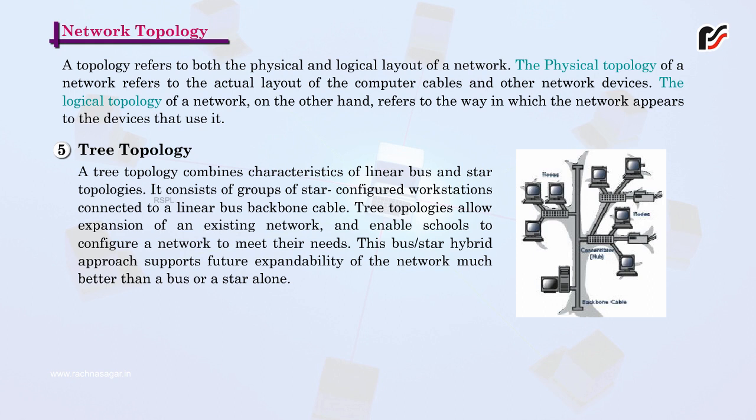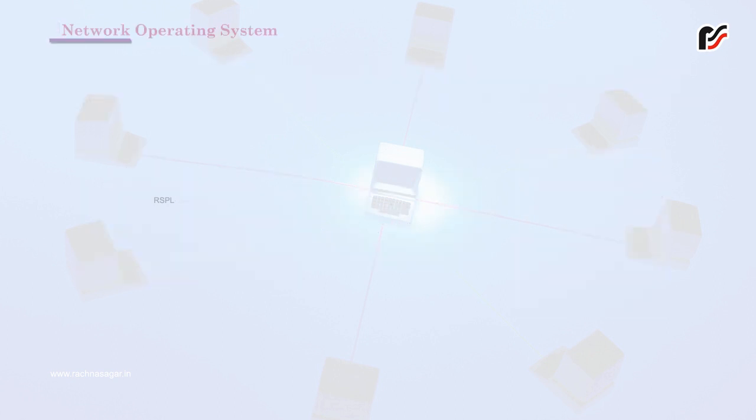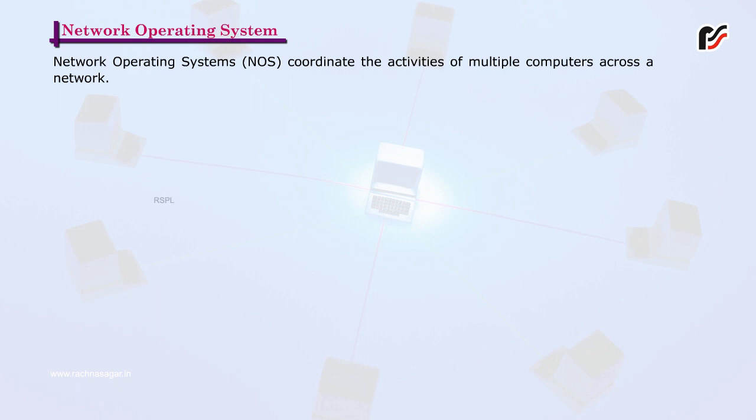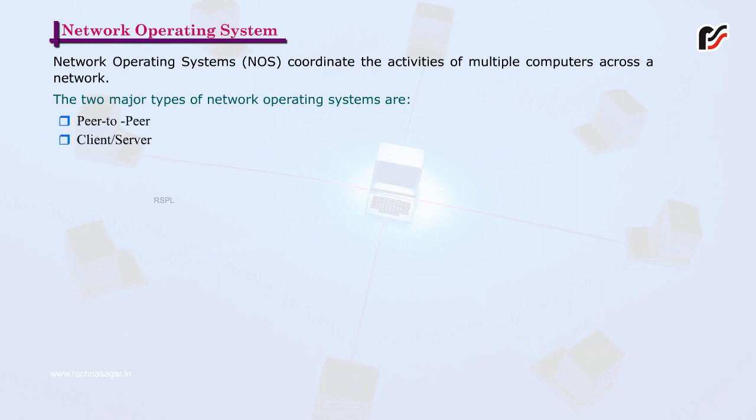This bus or star hybrid approach supports future expandability of the network much better than a bus or a star alone. Network operating system. A network operating system (NOS) coordinates the activities of multiple computers across a network. The two major types of network operating systems are peer-to-peer and client/server.